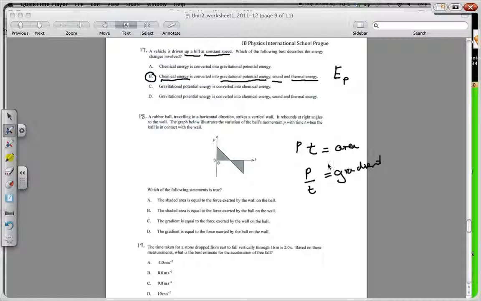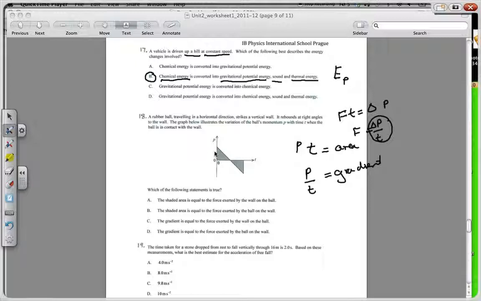Alright, so which of the following statements is true? Now, we have got our formula that Ft, the impulse, is equal to a change in momentum. So F is P over T, the change in momentum over time, and that's actually a gradient value. That's a gradient value over there, and that's equal to the force. So it looks like the gradient is going to be the force. So the gradient is equal to the force exerted by the wall on the ball.